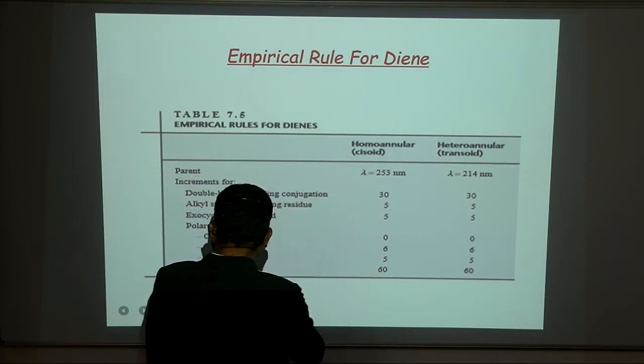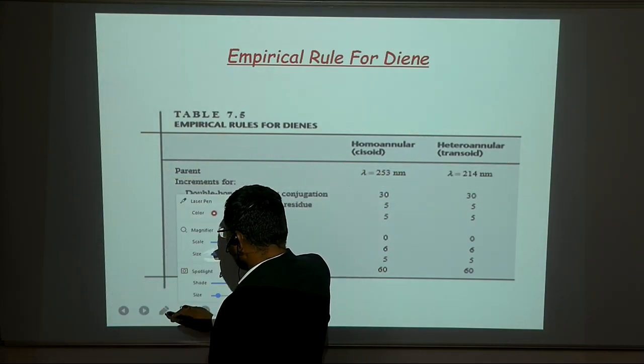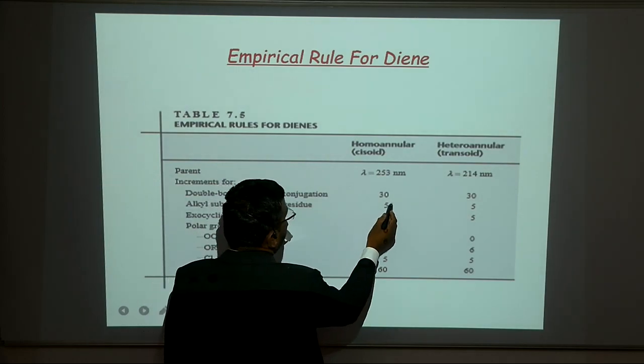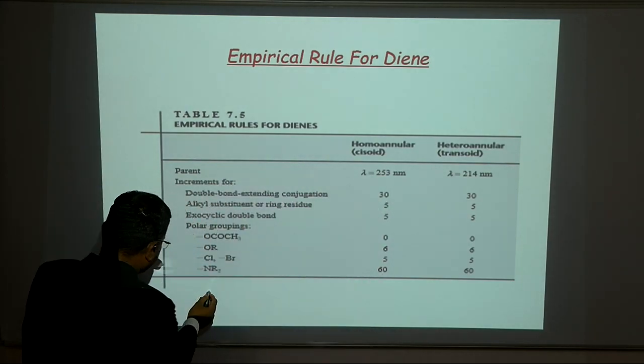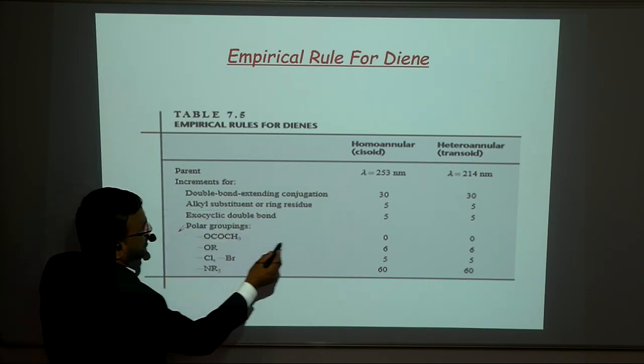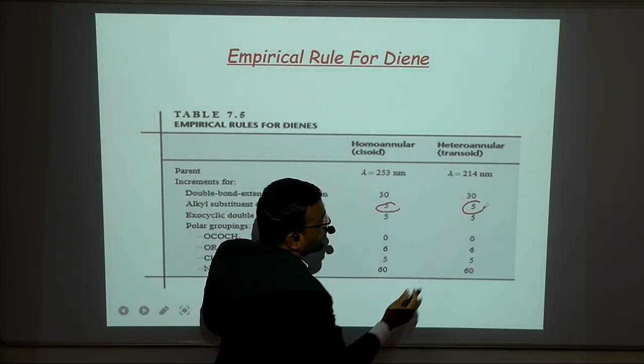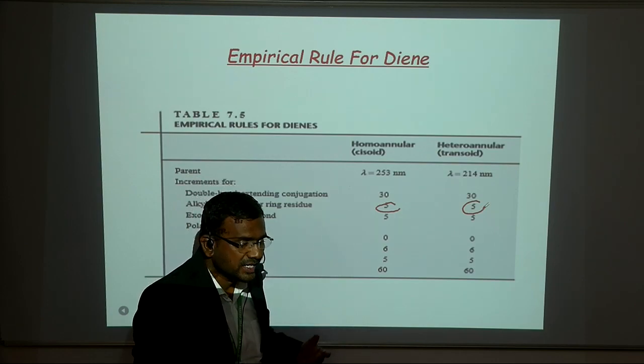Okay. For that there is an increment of 5 nanometer. Look at here, 5 nanometer. There is an increment of 5 nanometer. Are you getting? This is for alkyl group or ring residue.